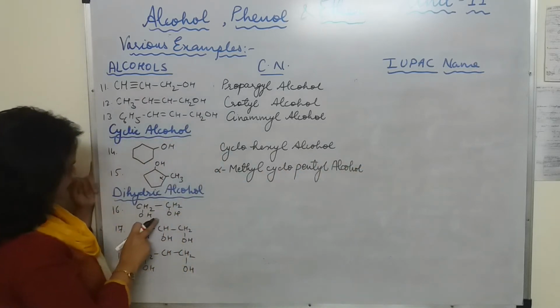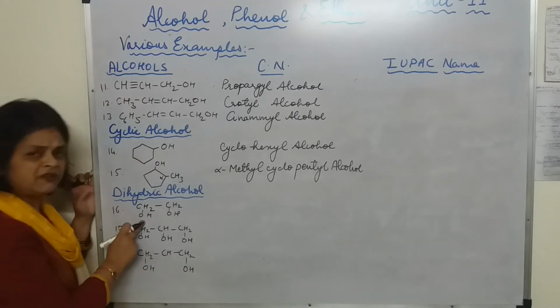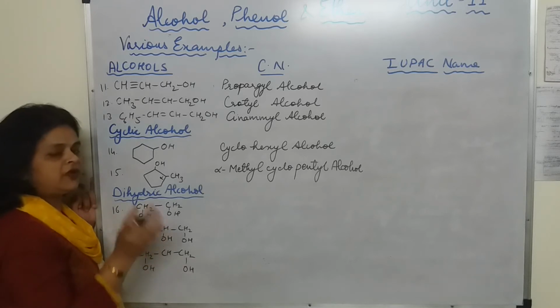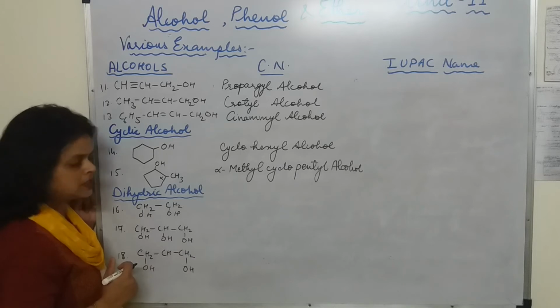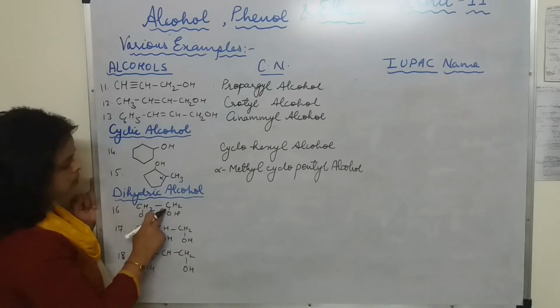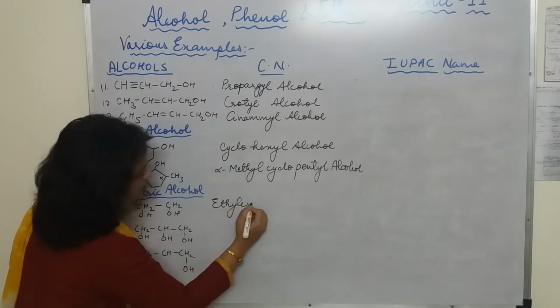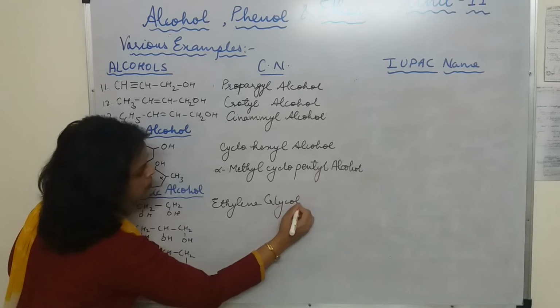Okay. Now we are going to see some dihydric alcohol. This is alpha glycol, that is 1,2-diol. Here we have seen that we have to identify the name of the alkene from which it has been prepared by hydroxylation. So here it is 2 carbon, so the name will be ethylene, followed by the word glycol.